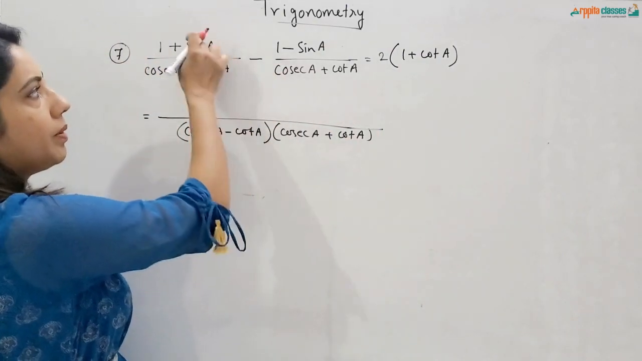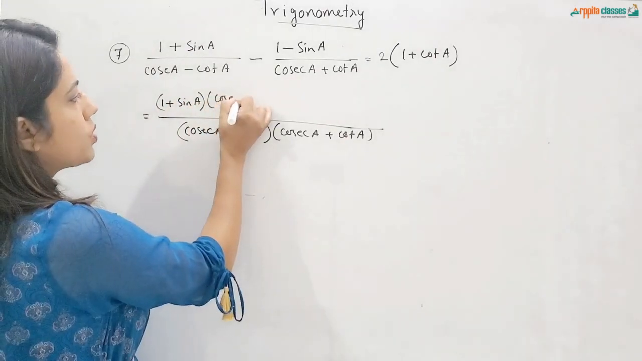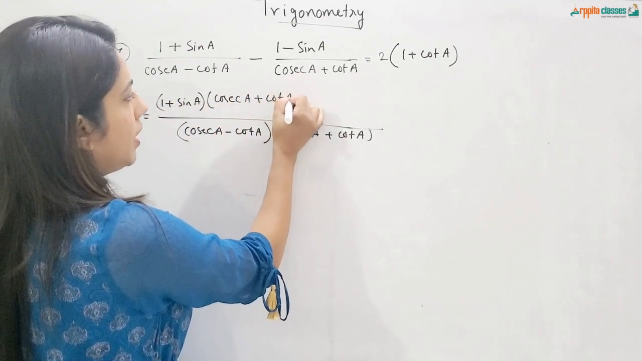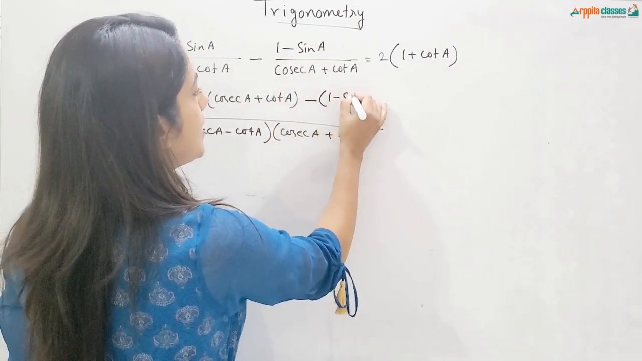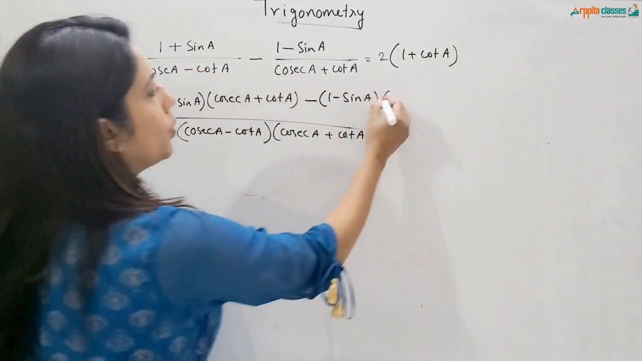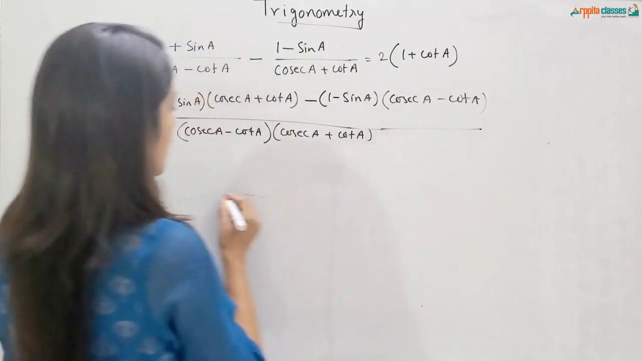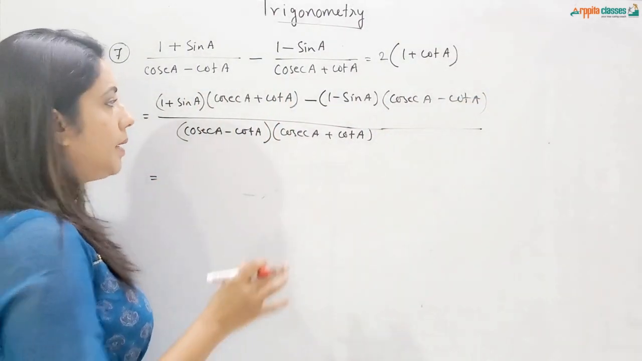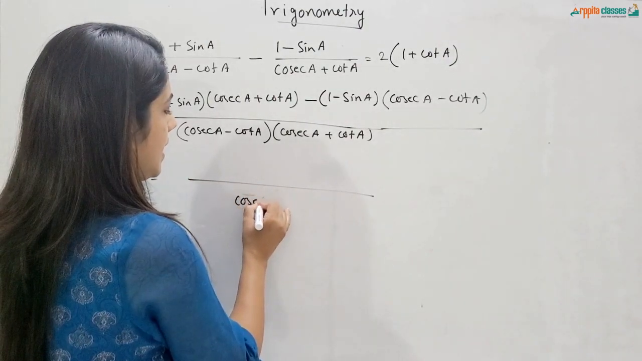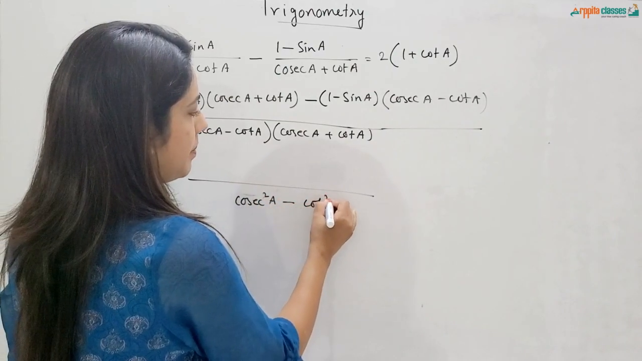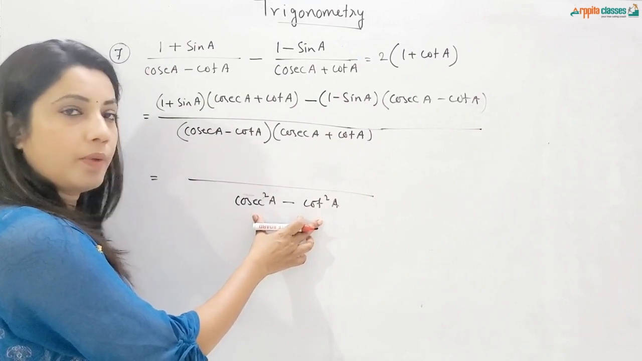In the numerator it will be 1 plus sine A into cosec A plus cot A. We have a minus sign in between, so minus, now 1 minus sine A into cosec A minus cot A. Okay, now the numerator will multiply, and the denominator we have A minus B into A plus B, that is A square minus B square. And at the denominator this is an identity, this is a third identity and we get 1 out of it.